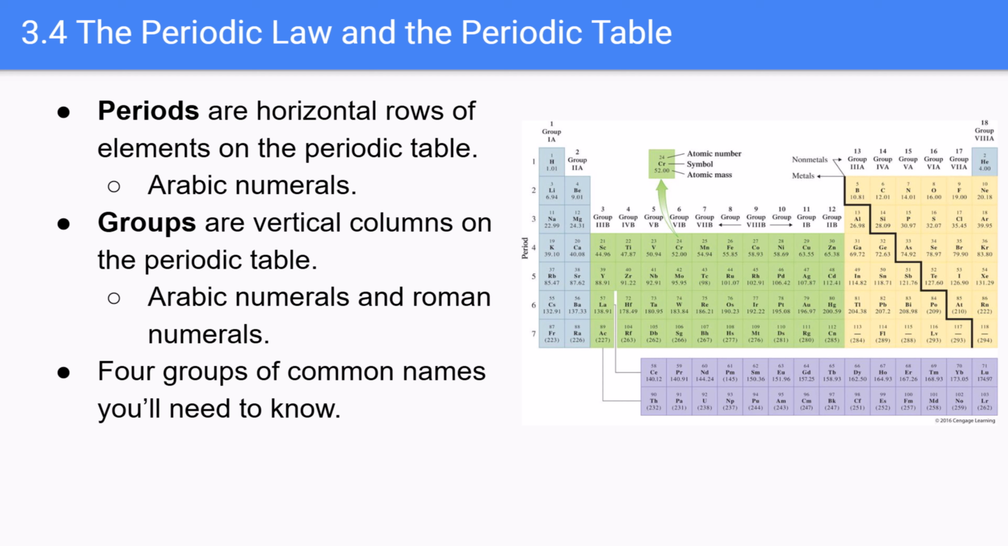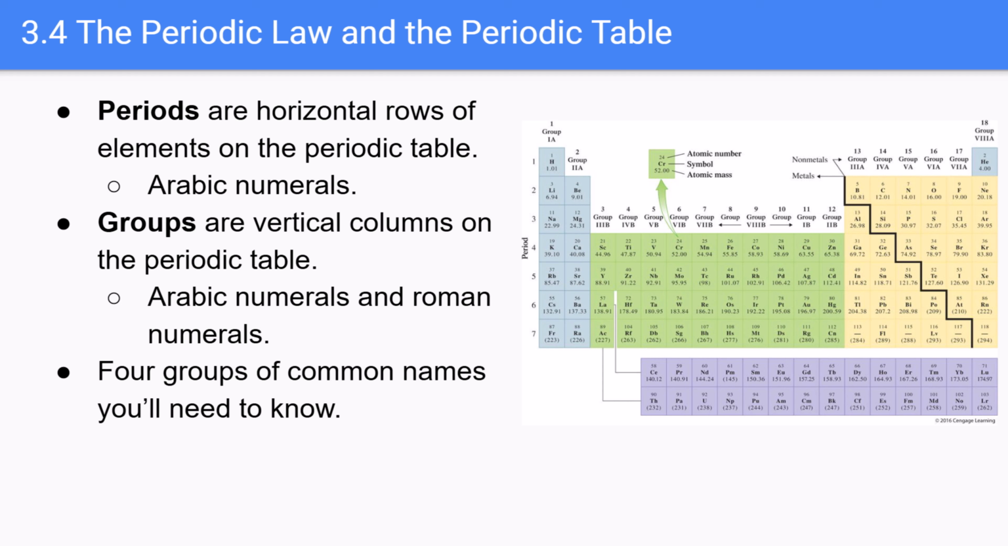And then our groups, which are inherently more important than knowing the period number, are the vertical columns on the periodic table. Sometimes they're referred to as families as well. And these are Arabic numbers and Roman numerals. So you see group 1A, group 2A, a bunch of group Bs, and then 3A, 4A, 5A, 6A, 7A, and 8A, or group 1 through 18. Either way is perfectly fine.